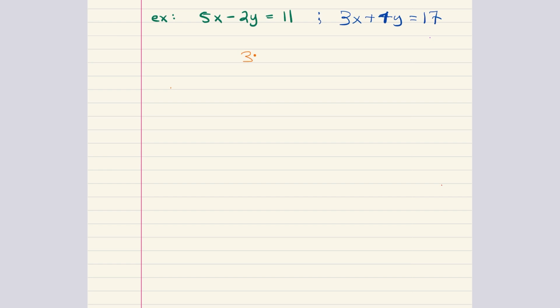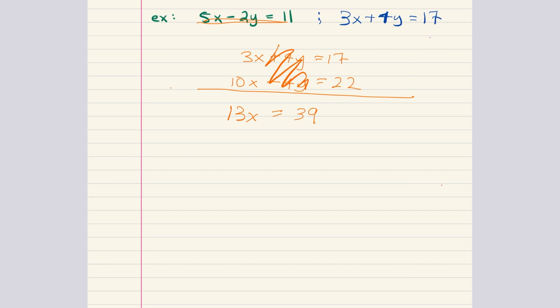So here I'm going to keep 3x plus 4y is equal to 17 as is, and then I'm going to multiply this equation by 2. That gets us 10x minus 4y is equal to 22. Now, when we add both of these equations together, we get 13x. The plus 4y minus 4y cancel out, and that is equal to 17 plus 22. That's 39. So what we're left with is that 13x is equal to 39. Let's divide both sides by 13. That gets us that x is equal to 3.